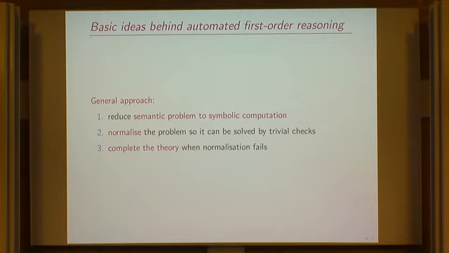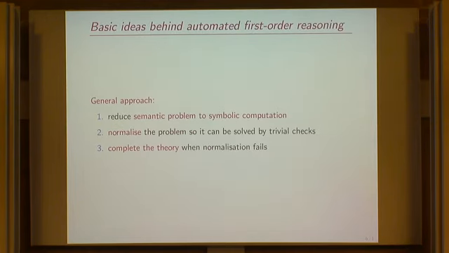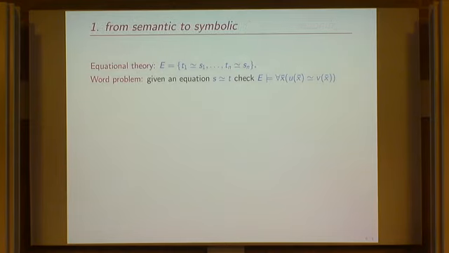And the third: usually this is not possible, so you need to complete the theory, and this is done when normalization fails. Okay? So now we go through these three steps in the case of equational logic.